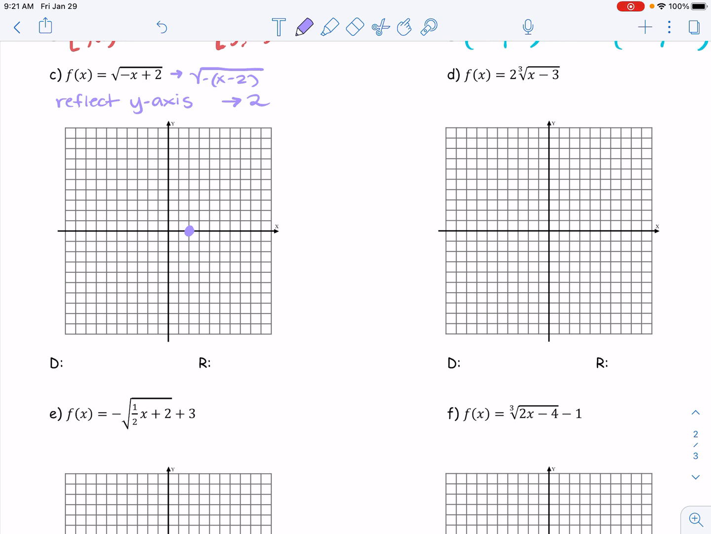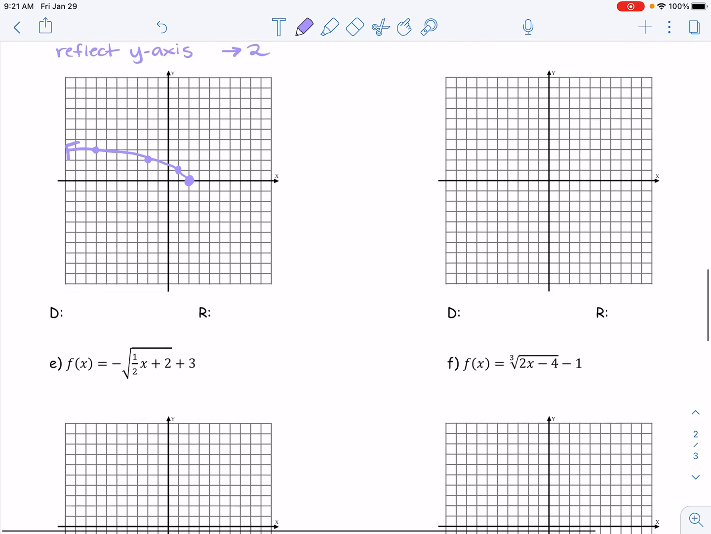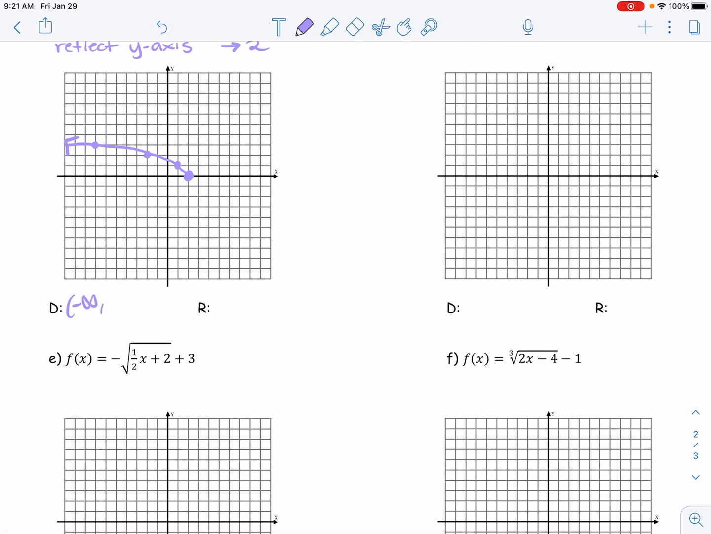There's been no stretches or compressions, but just a reflection over the y-axis, which means I was going right and up. Now I'm going to go left and up. It's still going to be left 1 up 1, left 4 up 2, and left 9 up 3. And there we have it. This time my domain is from negative infinity all the way to that 2, and my range is from 0 to infinity still. So range actually didn't change this time, just domain.